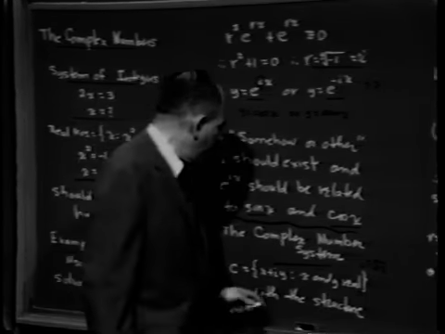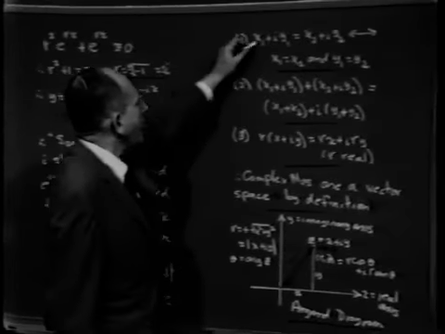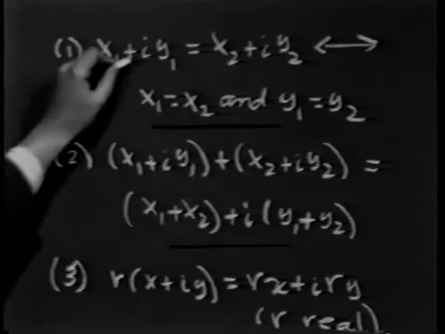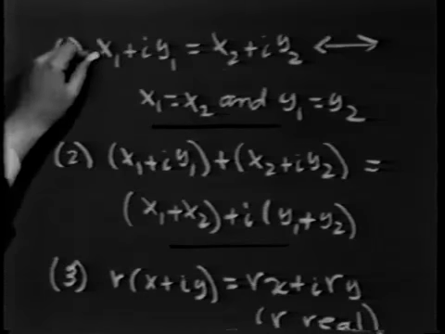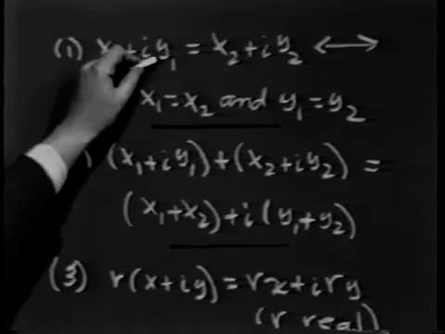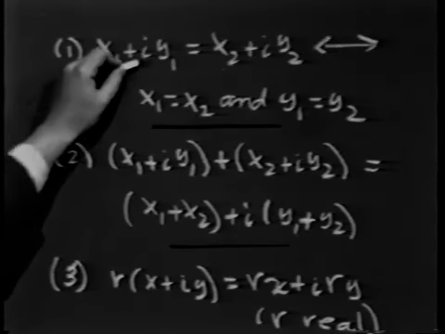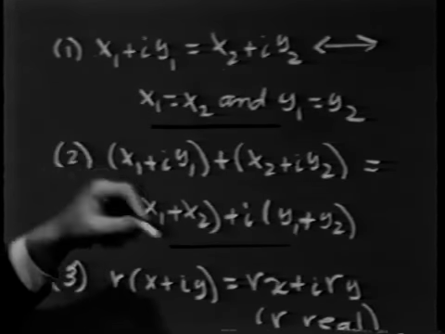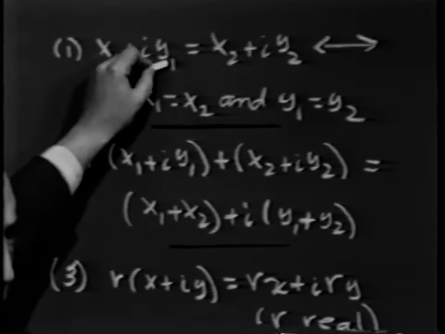And what is the structure in this case? Given the two complex numbers x1 plus iy1 and x2 plus iy2, we define equality to be sort of component by component. The real parts, x1 and x2, must be equal, and the imaginary parts. By the way, just a word of caution here, the imaginary part of a complex number is by definition the coefficient of i. Notice that the imaginary part is itself a real number. The coefficient of i is the real number y1.